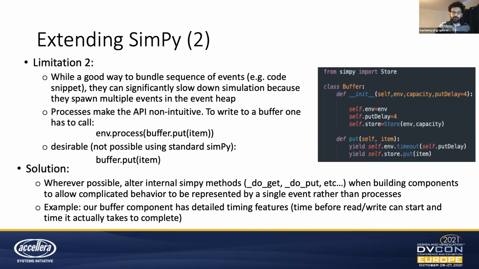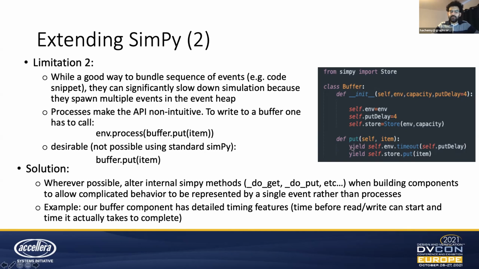Another limitation: you can see here a simple implementation of a buffer using standard SimPy. The difference between a store, which already exists in SimPy, and a buffer is the concept of time, where writing is not instantaneous to a buffer. It might take some time to write into a buffer, whereas with a store, you can just immediately store something into it. So you can see that the put method here contains two elements. The first one is a timeout: you wait for a put delay, the time it takes to put the item, and then you actually put it in the store, and then you block until that.